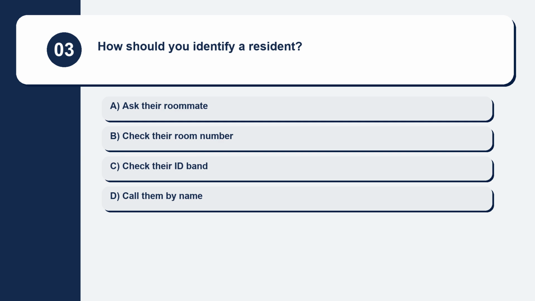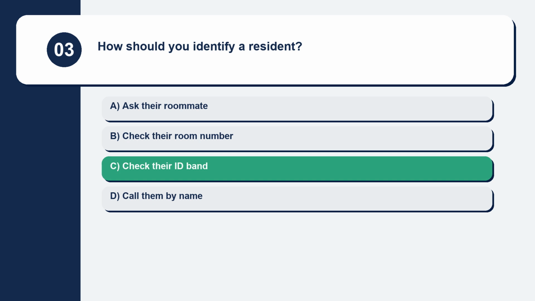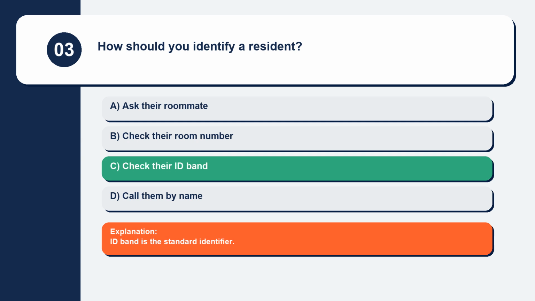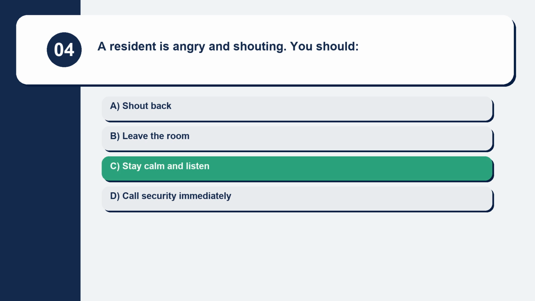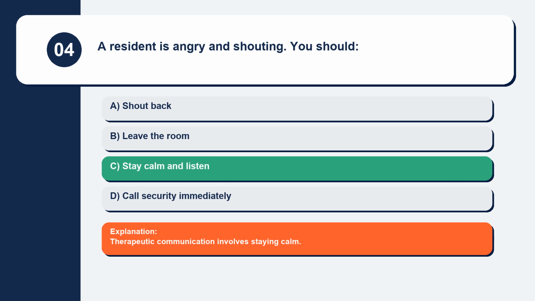Question 3. How should you identify a resident? Ask their roommate, check their room number, check their ID band, call them by name. ID band is the standard identifier. Question 4. A resident is angry and shouting. You should shout back, leave the room, stay calm and listen, call security immediately. Therapeutic communication involves staying calm.